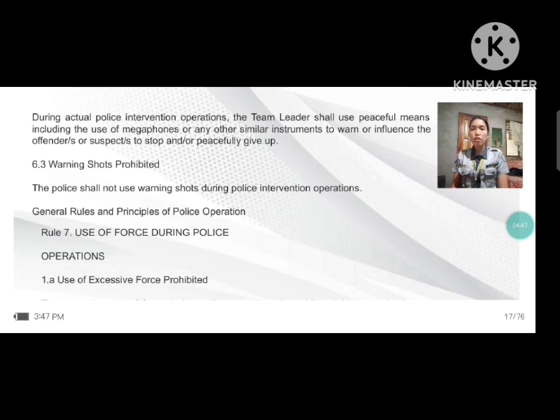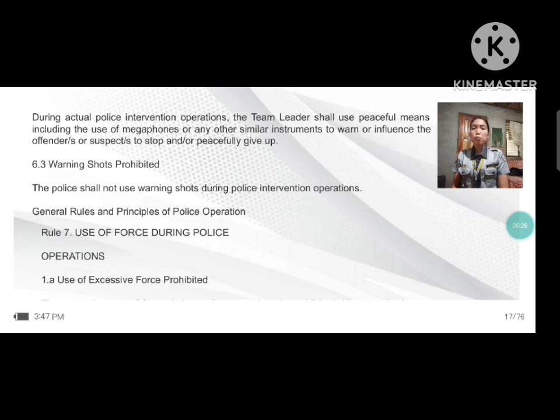Warning shots are prohibited. Police officers are not allowed to fire warning shots during any police operations. Warning shots can cause panic, accidents, or even injuries to innocent people. Instead, police should use other peaceful ways or call for backup if the situation becomes dangerous. For example, if a suspect tries to escape, police should block the exits or coordinate with nearby units instead of shooting.